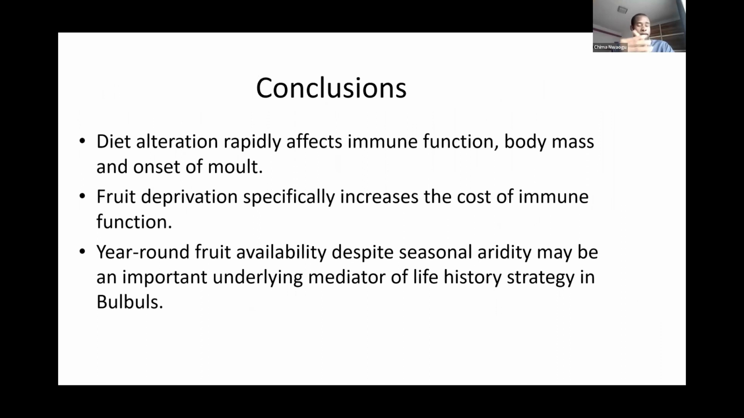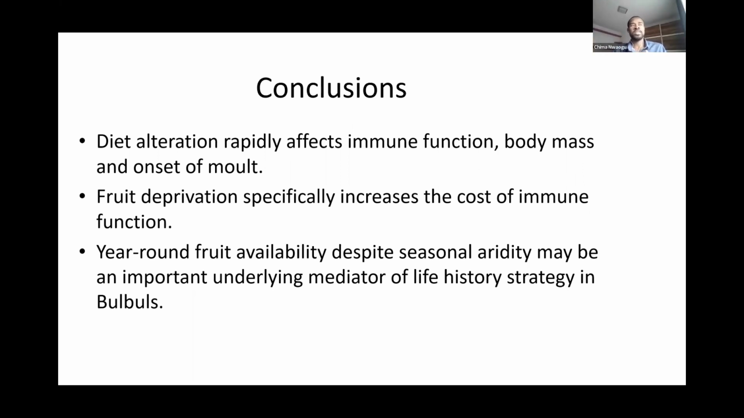So we see that diet actually affects both immune function, body mass, and the onset of molting directly. And this happens rapidly. So if the environment is altered in such a way that diet becomes affected, birds are likely to respond immediately.